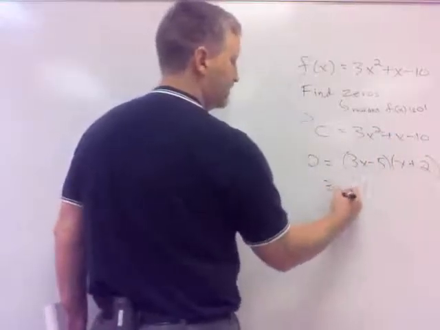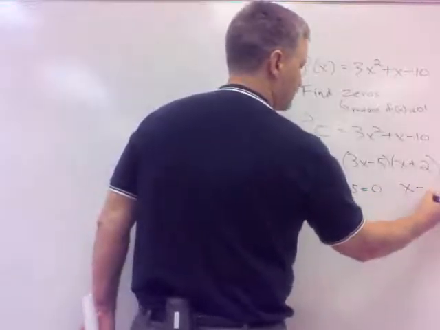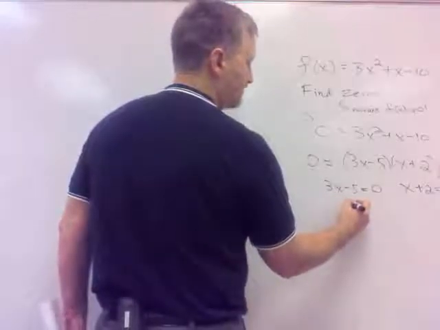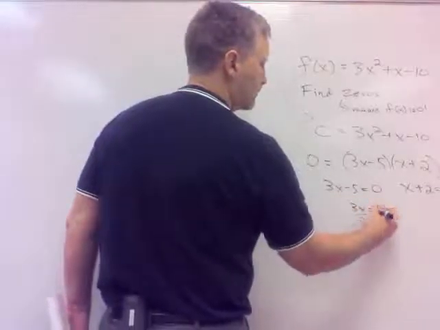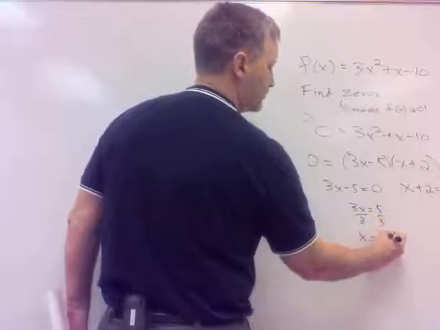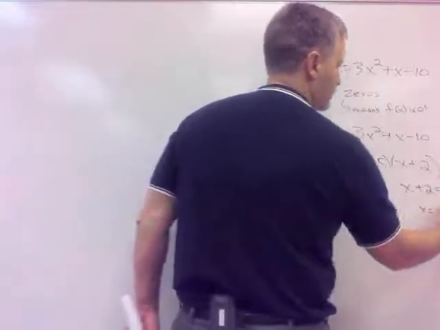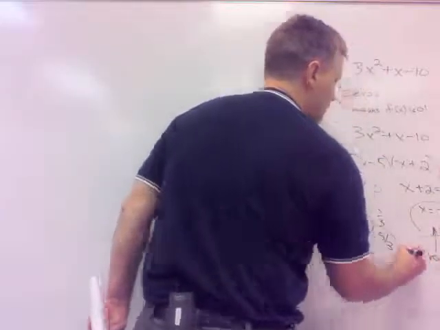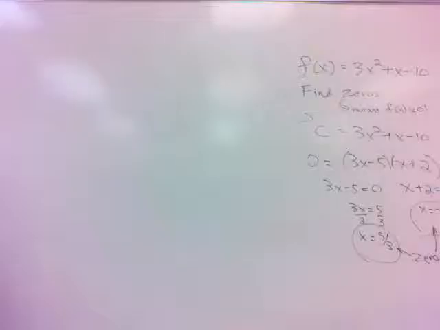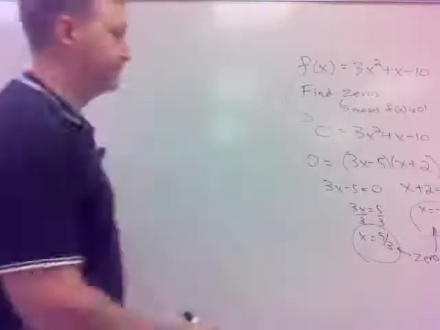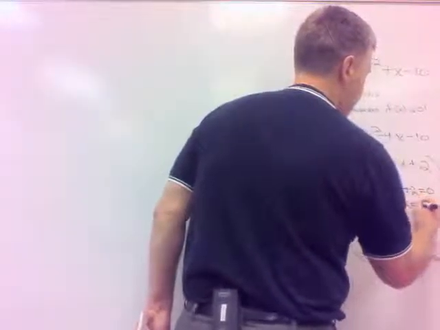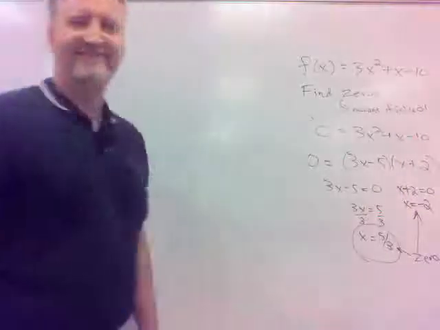So then you set individually those up equal to 0. 3x minus 5 equals 0. x plus 2 equals 0. Add the 5, divide by 3. 5/3. Subtract 2. These are my zeros. Negative 2 and 5/3. Is that okay? Move that over. Okay. Got off the screen.